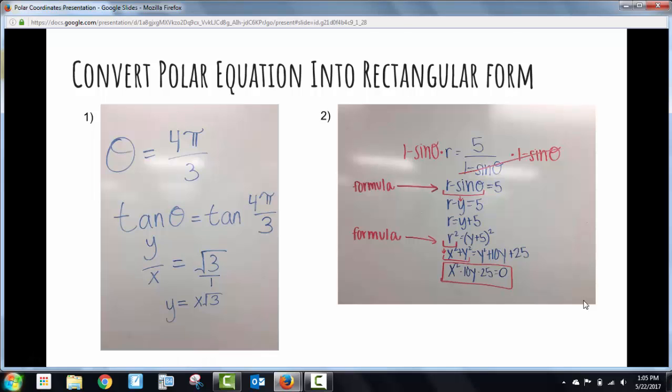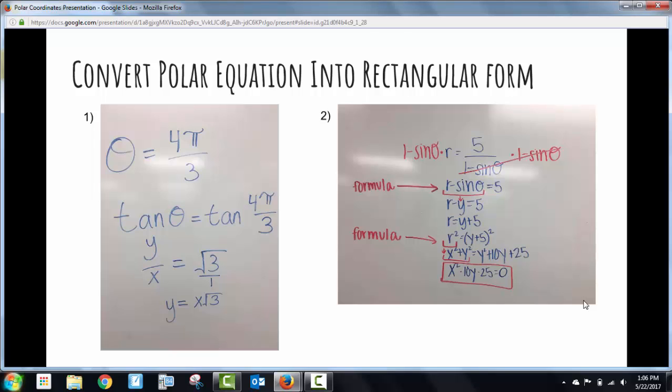When you convert polar equations into rectangular form, you have theta equals 4 pi over 3. You would take the tangent of both sides, so tangent of theta equals the tangent of 4 pi over 3. Because the tangent of theta equals y over x, you would change the tangent of theta to y over x. The tangent of 4 pi over 3 is the square root of 3, so you do cross multiplication, and you would get y equals x square root of 3.